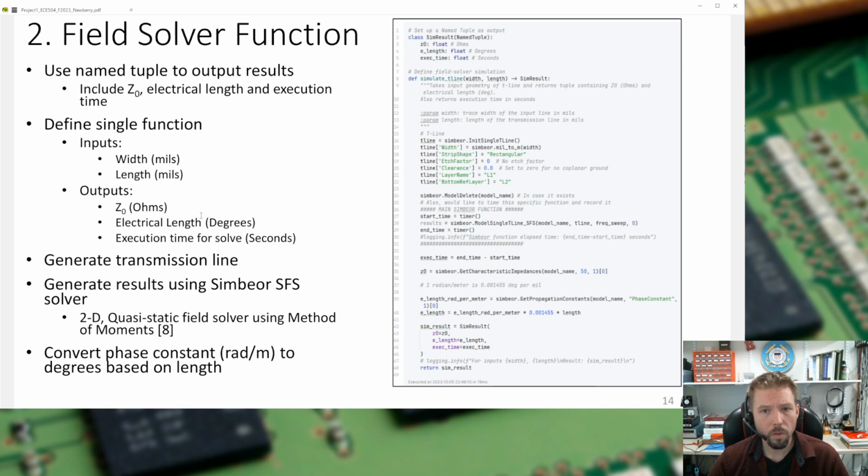Next, in the field solver function, I generated a function called simulate t-line. It takes width and length as its input, and as a result, it outputs characteristic impedance, electrical length, and execution time, so I could get an idea of how long it was taking to simulate these things. With this, we generate the transmission line, we generate the results using the SFS method of moments quasi-static field solver, and then the phase constant in radians per meter was converted to this electrical length in degrees, and that is based on the input length for this function.